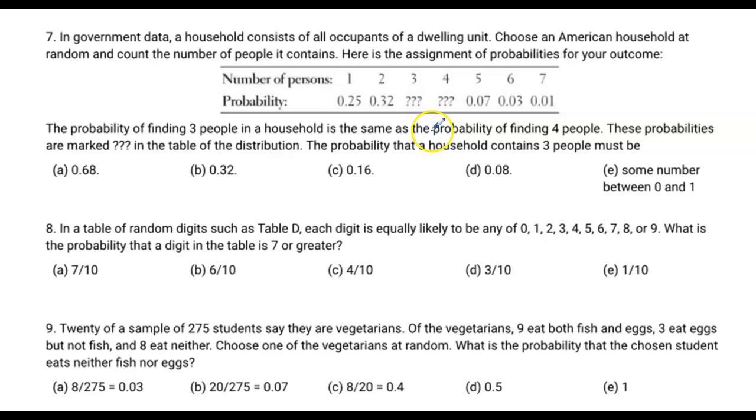All right, in government data, a household consists of all occupants of a dwelling unit. Yes, we're still on households. Choose an American household at random and count the number of people it contains. So right here, you can see a probability distribution. You can see the number of persons per household. If there's only one person in the house, it's a 25% chance of that happening. If there's 2 people in the household, it's a 32% chance of that happening, and so on.